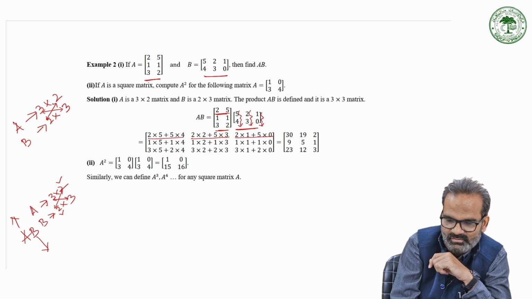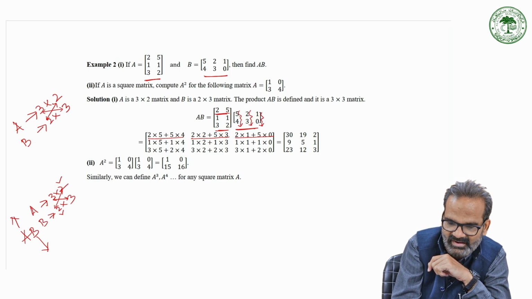You will get the first element of the first row of the product matrix, right? So when the first row 2 5 is multiplied with 5 4, you will get this. So 2 into 5 plus 5 into 4, the first element. 2 into 2 plus 5 into 3, second element. 2 into 1 plus 5 into 0, third element, right. Now come to the second row, 1 1: 1 into 5 plus 1 into 4, first element. 1 into 2 plus 1 into 3, second element. 1 into 1 plus 1 into 0, third element of the second row.